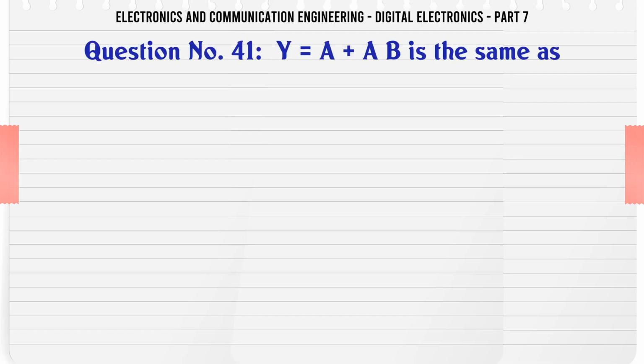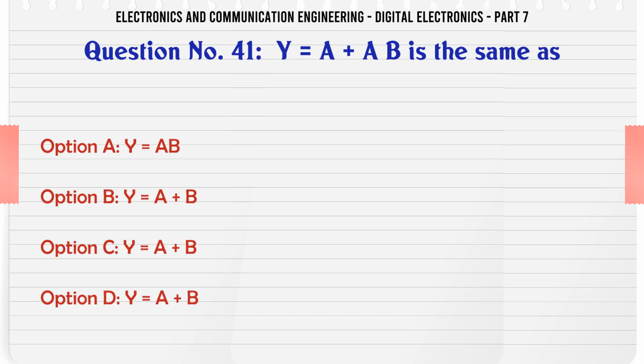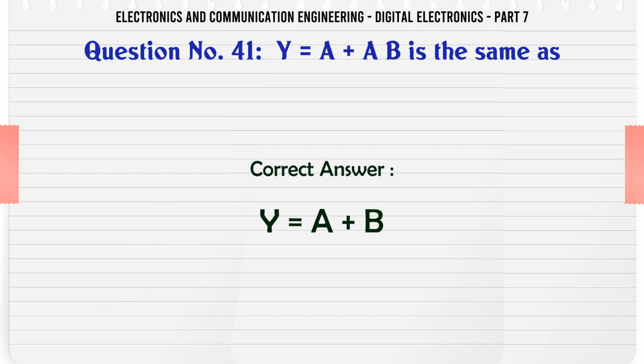Y + AB is the same as: A) A + Y + AB, B) B + Y + AB, C) C + Y + AB, D) Y + AB. The correct answer is Y + AB.